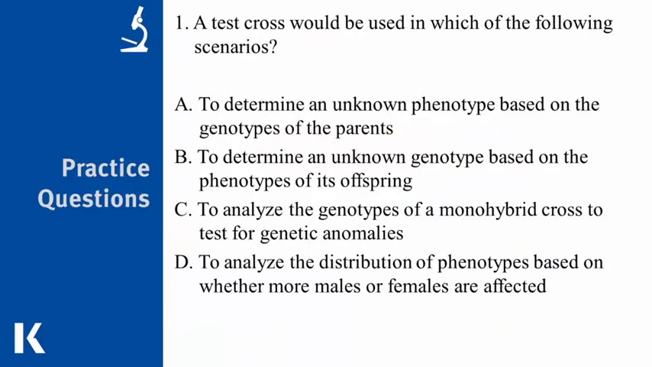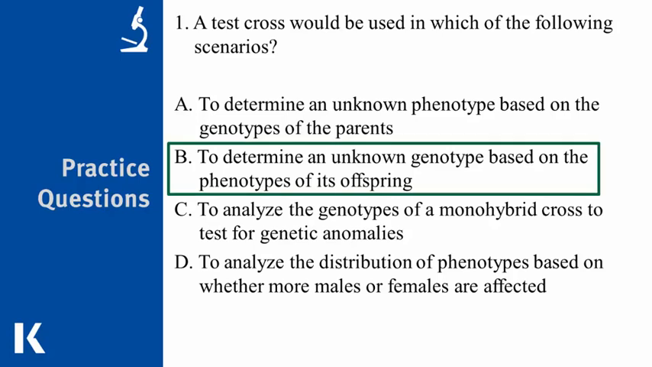We'll finish off the video with a few more practice questions to help you feel confident with these analytical techniques on test day. This question is asking you to think about the circumstances under which we would use a test cross procedure. The answer is B. Remember that in a test cross scenario, we are trying to figure out the genotype of an unknown individual, and in order to do this, we examine the phenotypes of their offspring when the unknown is crossed with a homozygous recessive. Based on the ratio of the phenotypes in the offspring, we can determine the genotype of the unknown individual.